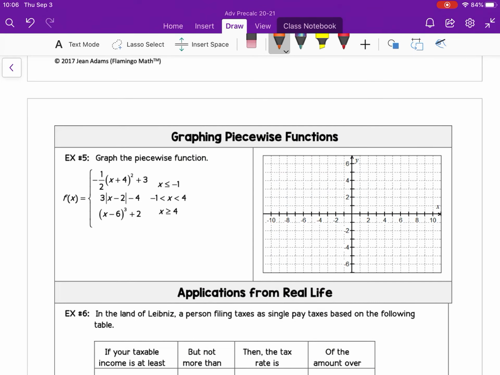Change up my colors here. Life's too short to not have fun colors.